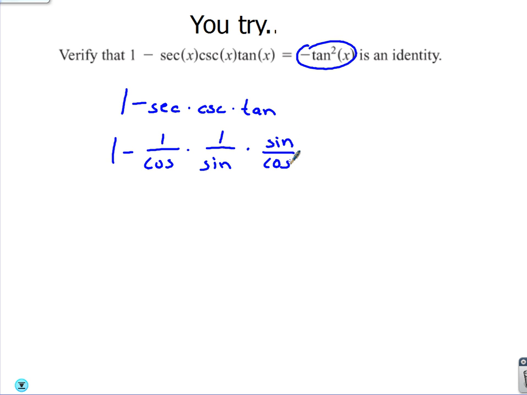I told you it's similar to that last one. It's not identical, is it? Sines cancel, and that leaves me with 1 minus 1 over cosine squared. And Seth, remind me, what's 1 over cosine? Good, so 1 over cosine squared would be secant squared.